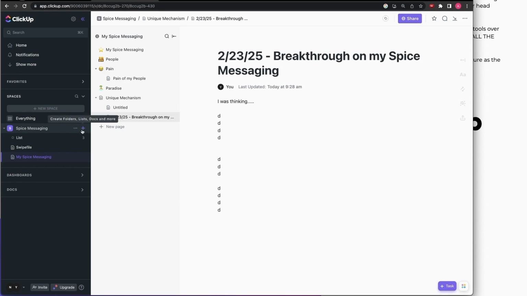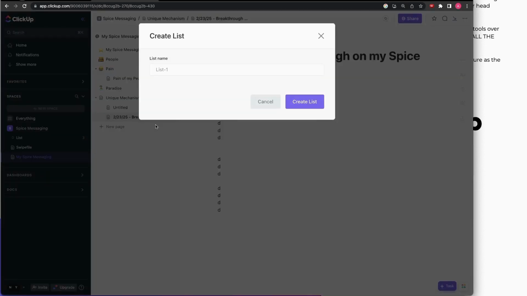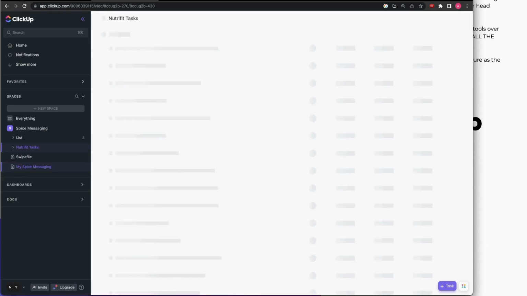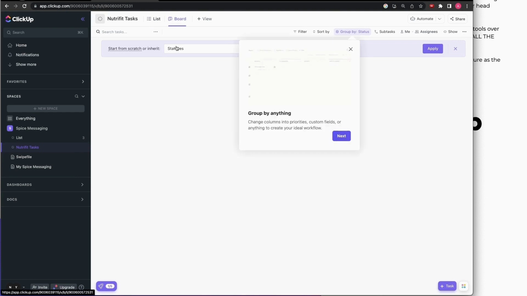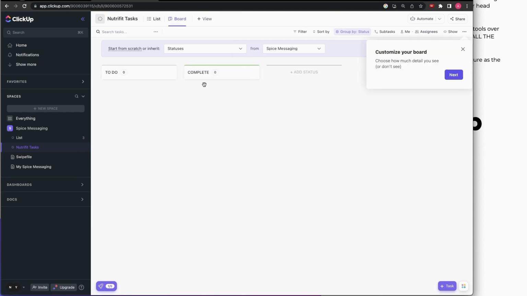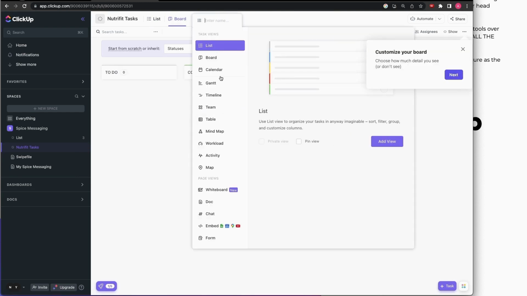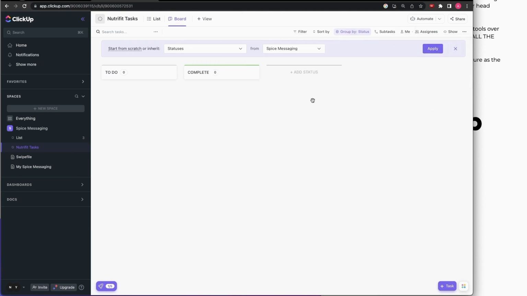A couple other things I want to show you on ClickUp. If you add a list on here, let's say, for example, I wanted to do NutriFit tasks. Okay, you can create tasks on here as well. You can have due dates. You can assign them to yourself. You can use it kind of like a team. On here, there's a whole bunch of different views. You can have a Kanban view that's kind of like Trello. You can have a Gantt chart, a timeline, a mind map, a calendar. There's just a whole bunch of other things that you can use this for as well.